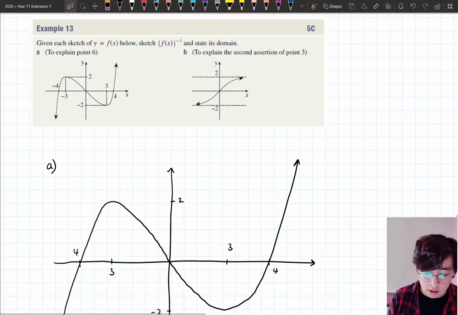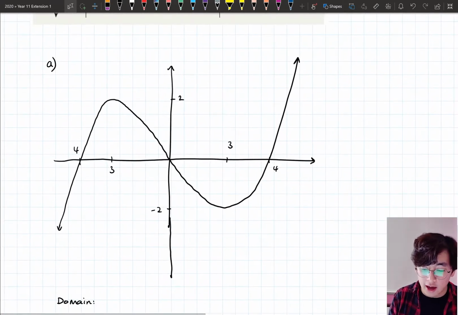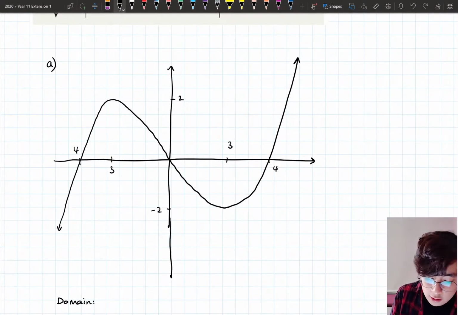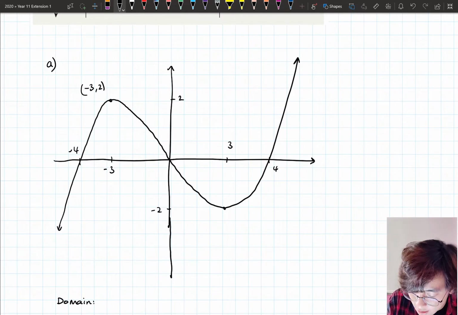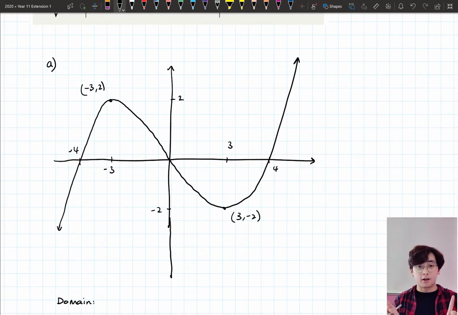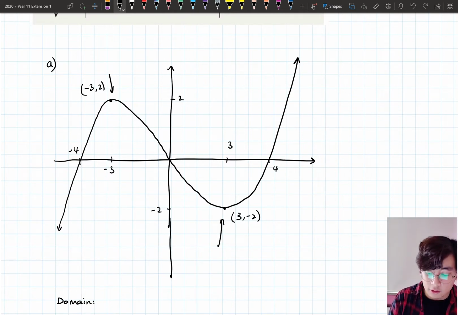So here, let's have a look at this question A. So this is our original function. If you have a look, we've got zeros at -4 and 4. And we've got a local maximum here at -3, 2. And we've got a local minimum here at 3, -2. So these are 2 points where either side of the function, it's the biggest value on the left-hand side here, and it's the smallest value on the right-hand side here.